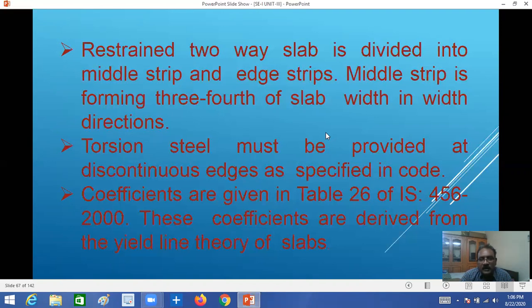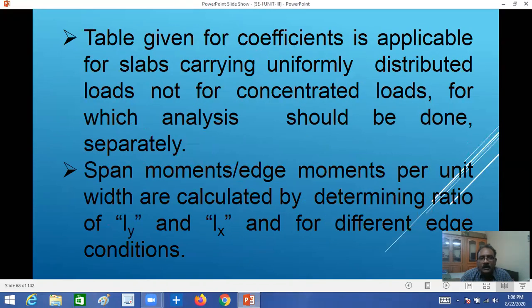These coefficients are derived from the yield line theory of slabs. The table given for coefficients is applicable for slabs carrying uniformly distributed loads but not concentrated loads, for which analysis should be done separately. Here the code is given only for uniform loads. Otherwise, you have to calculate the different moments separately.